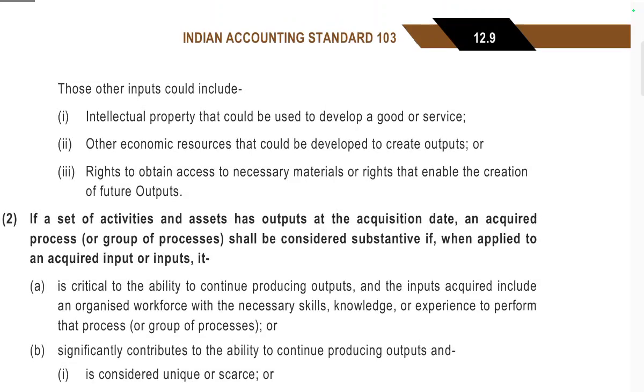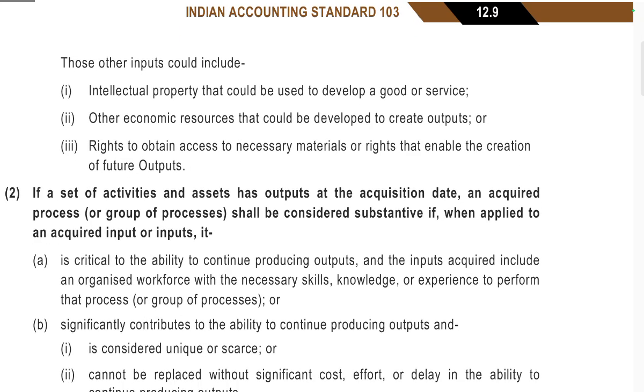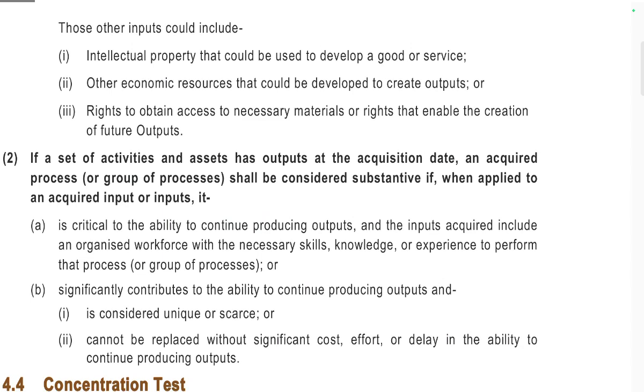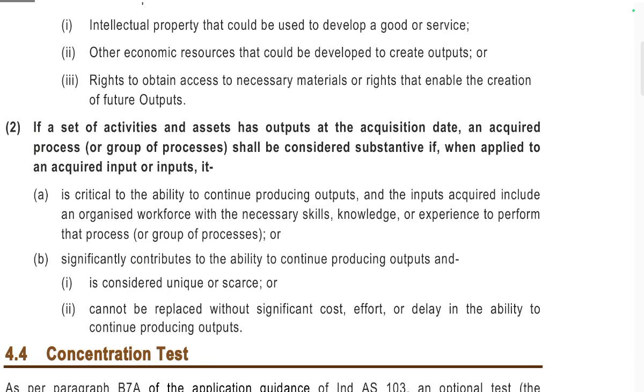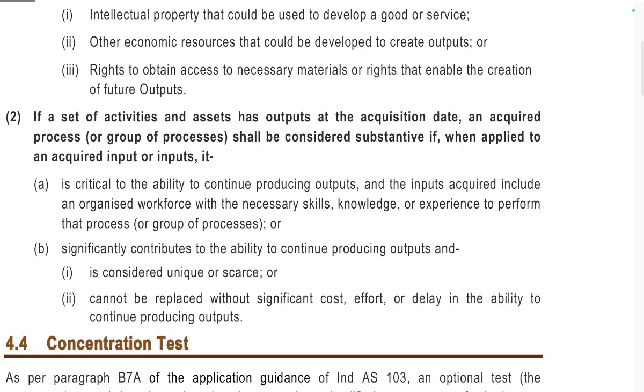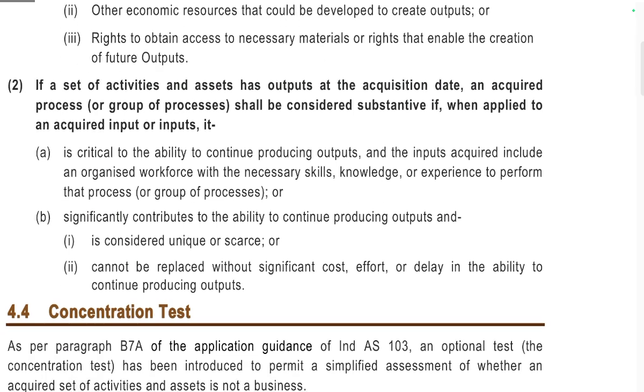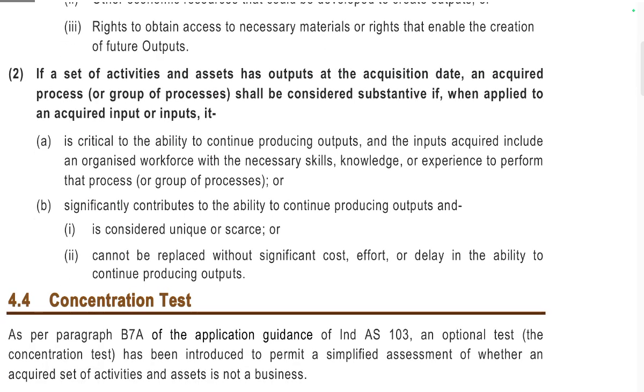Other inputs would include the intellectual property that could be used in developing goods and services. These are the economic resources used to develop or create outputs, and the rights to obtain access to necessary materials and the right to enable creation of future outputs. If we set out the activities and assets, the assets have the output and acquisition rights.